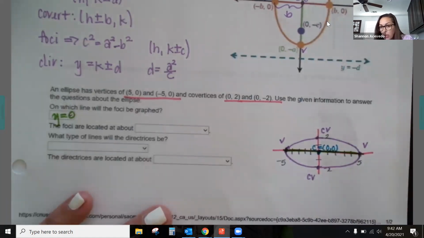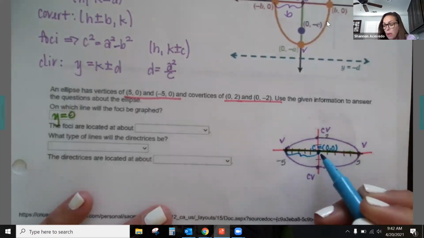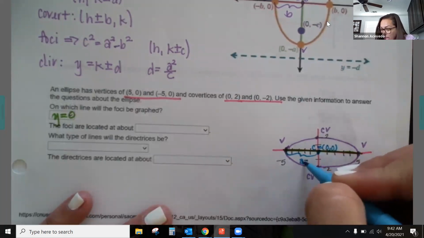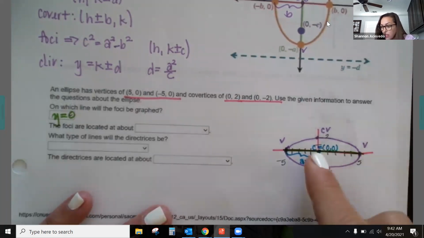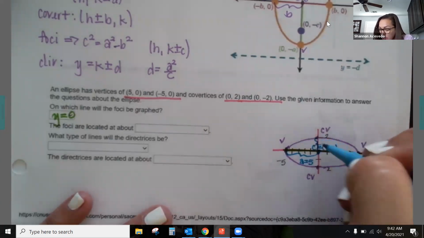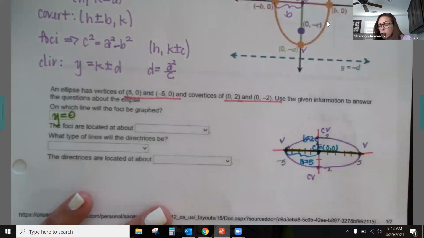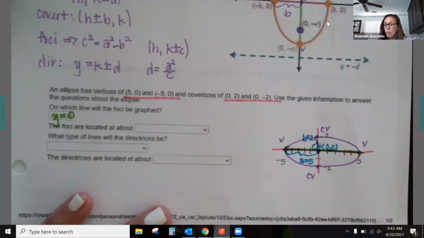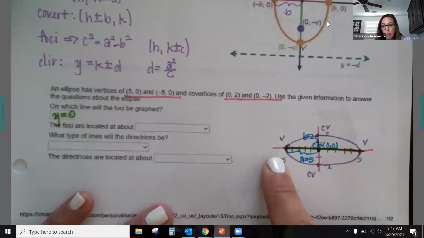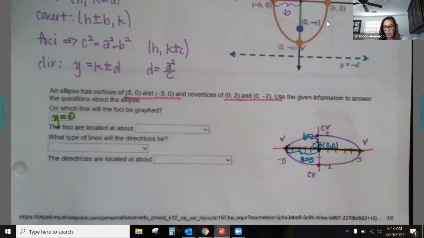Okay. If I know where my center is and I know where my vertex is, the distance from my center to my vertex is my A value. In this case, A is equal to 5, a distance of 5 away. The distance from my center to my co-vertex is my B value, and in this case it's a value of 2. So I know my A and my B value because I know the distance from my center to my vertex and from my center to my co-vertex.